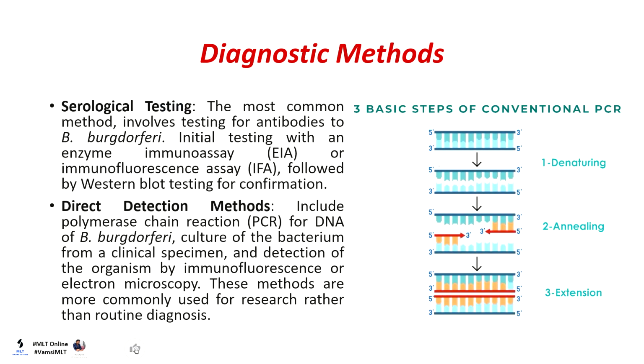Diagnostic methods. Serological testing, the most common method, involves testing for antibodies to B. burgdorferi. Initial testing with an enzyme immunoassay, EIA, or immunofluorescence assay, IFA, is followed by Western blot testing for confirmation. Direct detection methods include polymerase chain reaction, PCR, for DNA of B. burgdorferi, culture of the bacterium from a clinical specimen, and detection of the organism by immunofluorescence or electron microscopy. These methods are more commonly used for research rather than routine diagnosis.